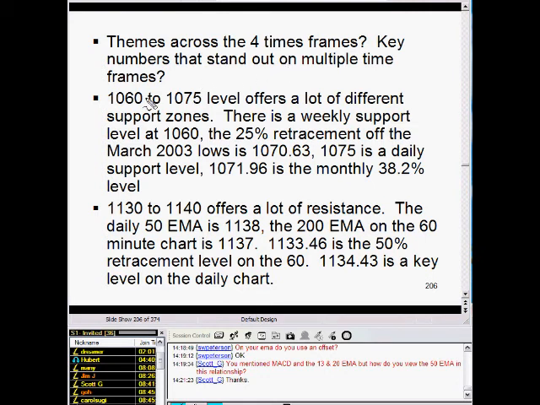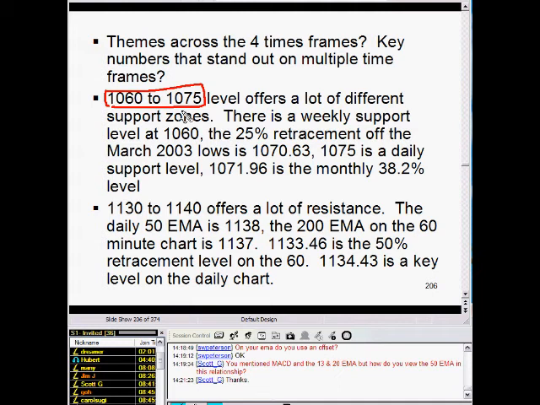So what I noticed when I did this exercise, that this level, 1060 to 1075, offered a lot of support on different time frames. There was that on the monthly chart, on the weekly chart, on the daily chart. Those numbers stood out. Whether it was Fibonacci levels, simple support and resistance, key moving averages, that level seemed to stand out very, very well. And it's important to realize that level because, first of all, if there is a lot of confluence at an area below the market like that, the chances are very, very strong that the market is actually going to come back and test those levels.